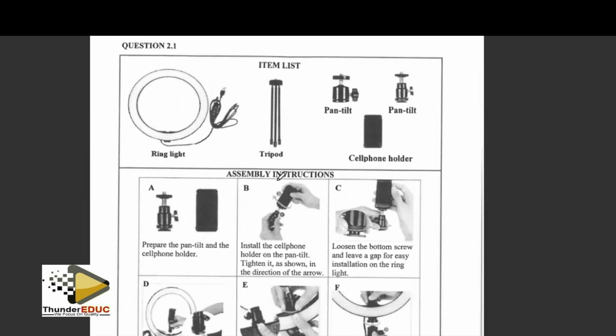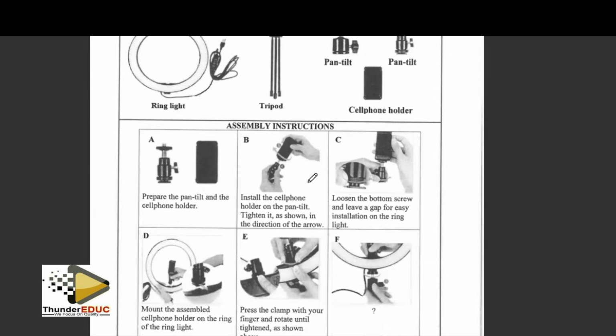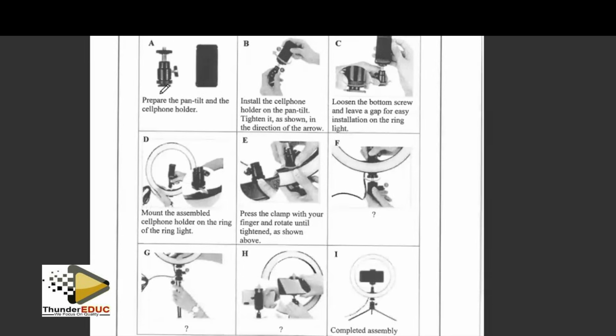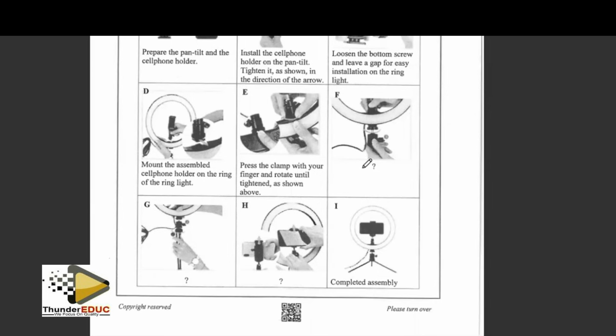Right, ring light. These are the items that they're going to assemble. Then we have a tripod, pan lid, then a pan lid again. Then we have a cell phone holder. These are some of the instructions given. Then some instructions are missing, like 1, 2, and 3. So this one here shows how it will look after being assembled.